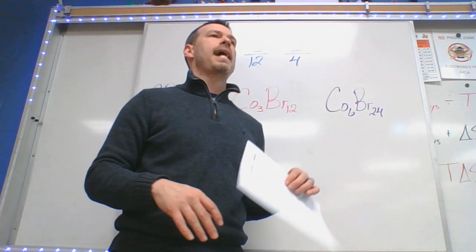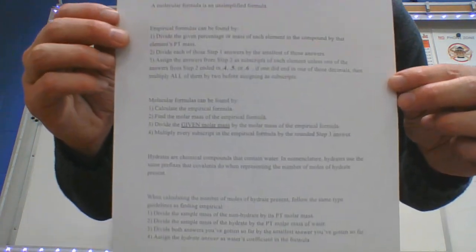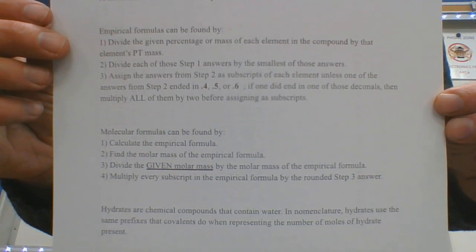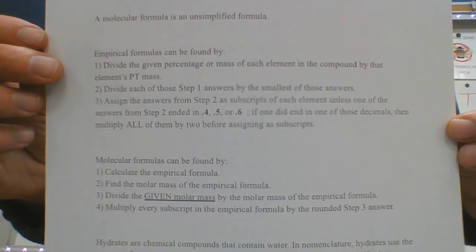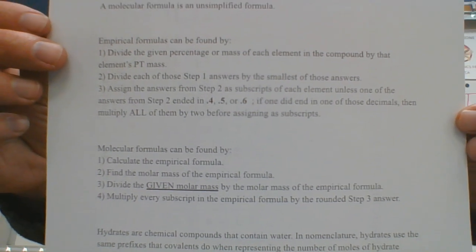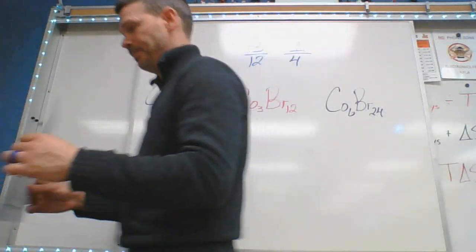Take a look at the paper I handed out to you. For those of you at home, if you don't have a copy of this, you could pause the video and get as much of that down as you can. But these are the steps that I'll be going over. Get a copy of it if you don't have a copy. You'll also need a periodic table.